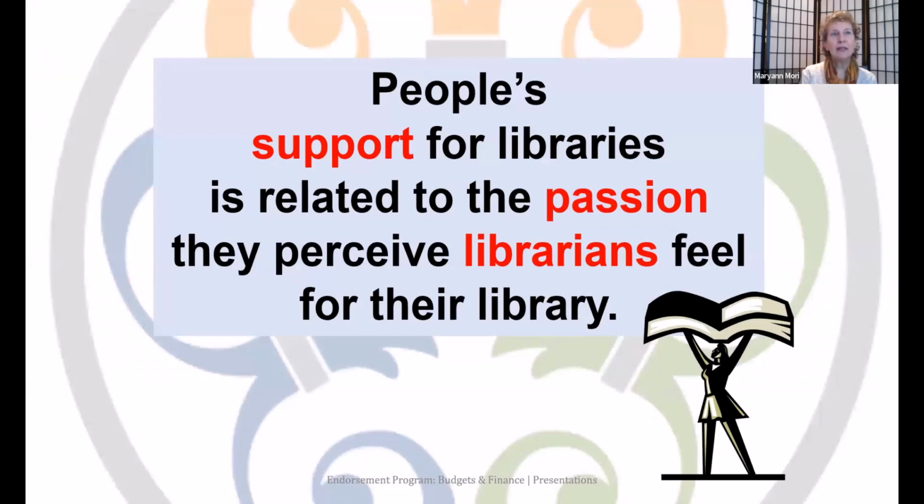Passion is an important aspect of leadership. In that Geek the Library information I mentioned a few slides ago, one of the discoveries from the research was this: people's support for libraries is related to the passion they perceive librarians feel for their library. Think for a moment and ask yourself, how passionate am I about the library? What makes you passionate for the library? And how can you express that passion to your stakeholders?